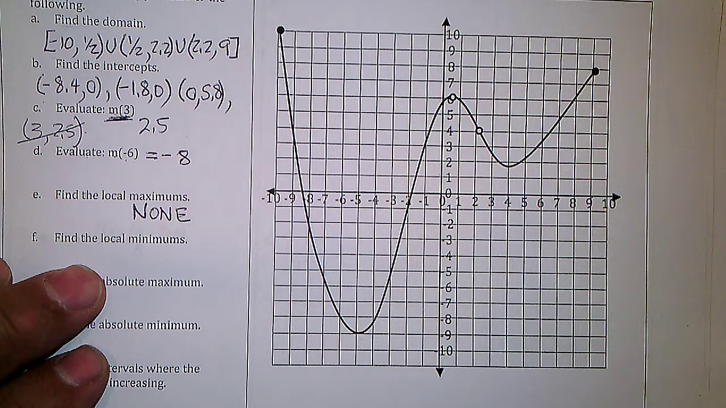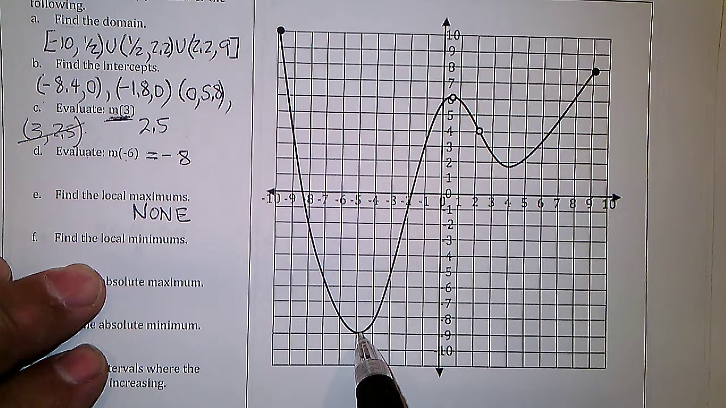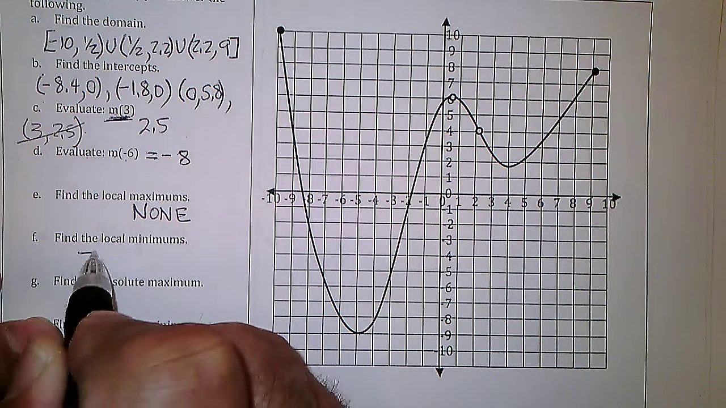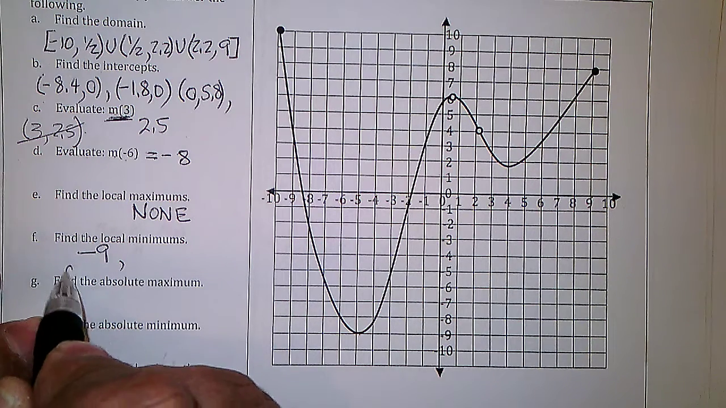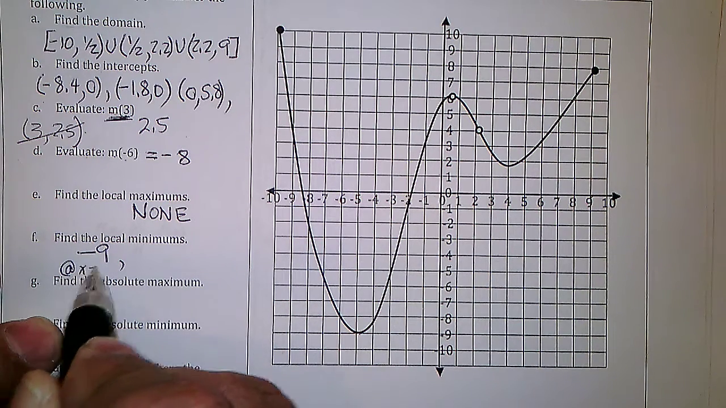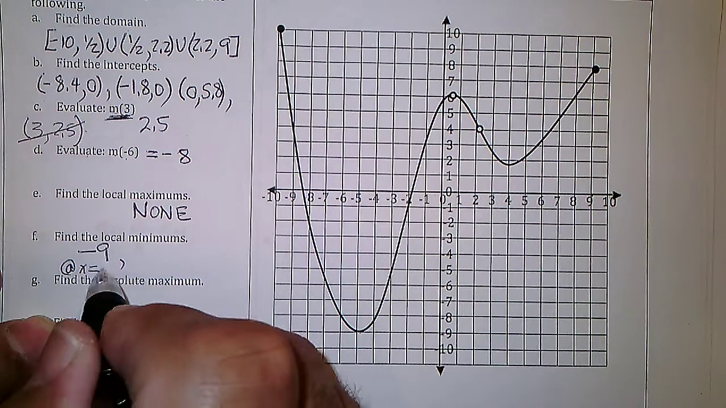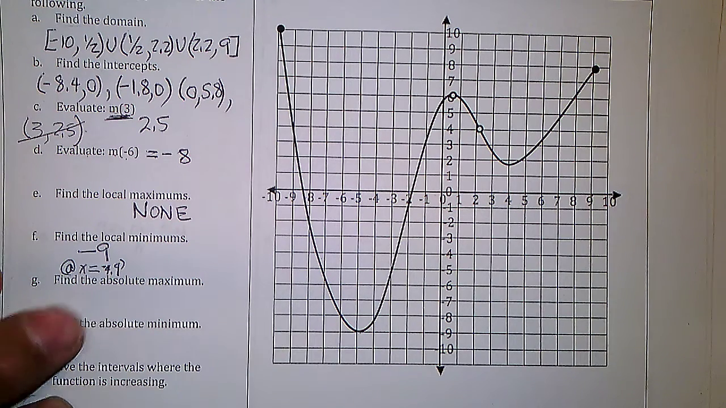Local minimums. I'm looking for puddles of water. It looks like it would puddle right there. Now the local minimum, I don't need to tell the x. I just need to tell the local minimum, which is minus 9. You could say at x equal negative 4.9, but you don't need to.